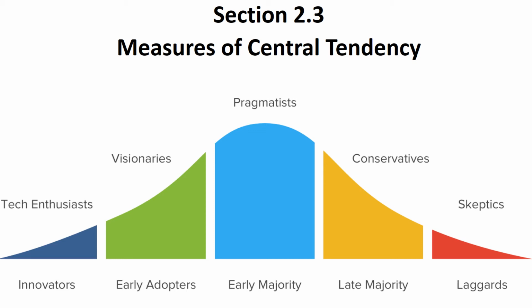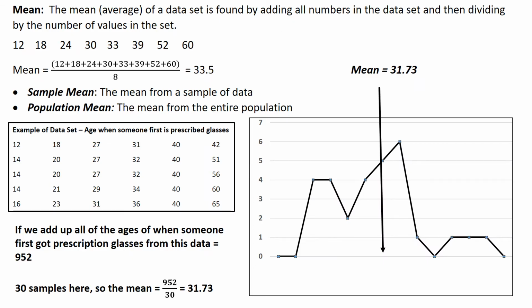Section 2.3 Measures of Central Tendency. Last week, we talked about some measures of central tendency, notably the mean, median, and mode. I want to go over these in more detail today.